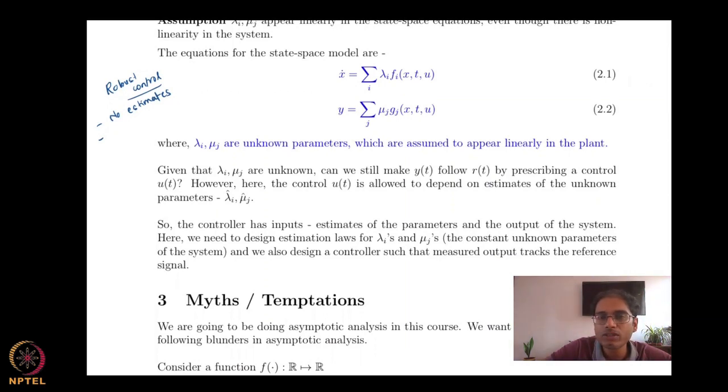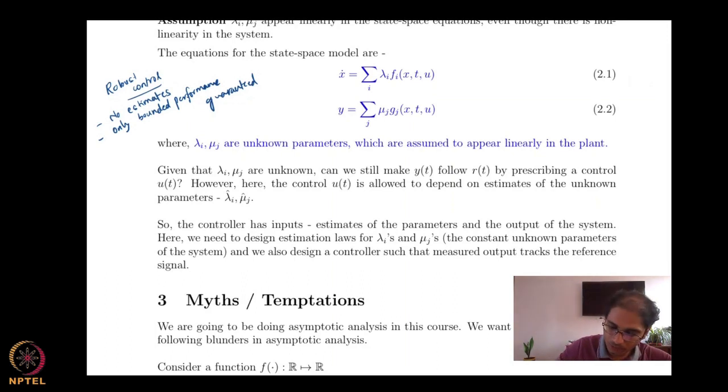The second is, because there are no estimates, you should not expect that there will be true tracking performance. Only bounded performance is guaranteed here. What does it mean? It means that you will never truly track a signal. You will only remain in a bounded neighborhood.